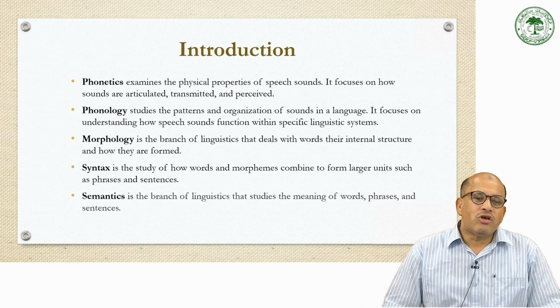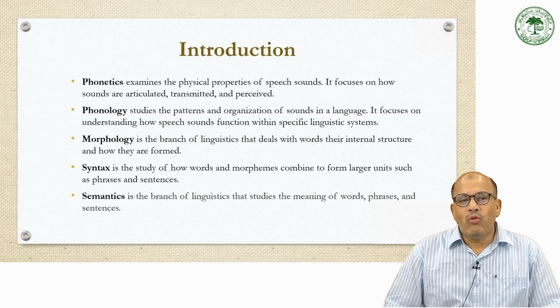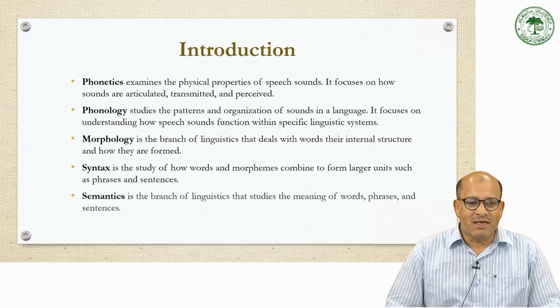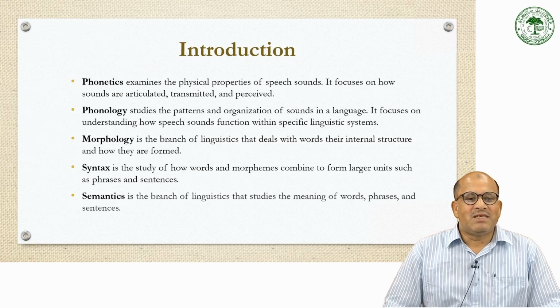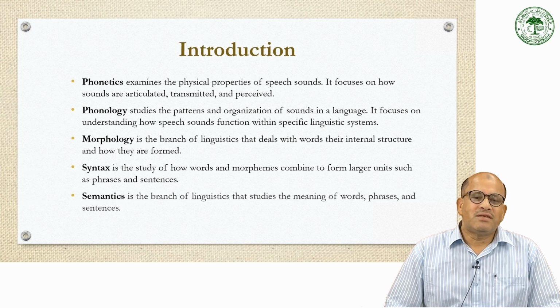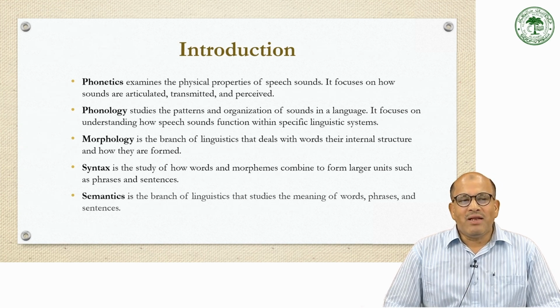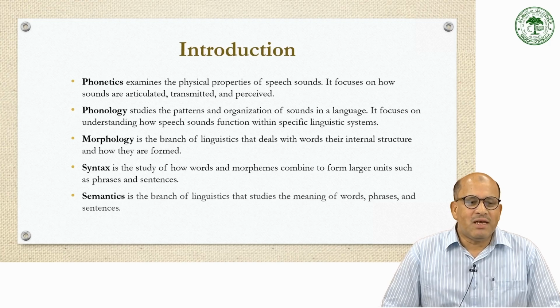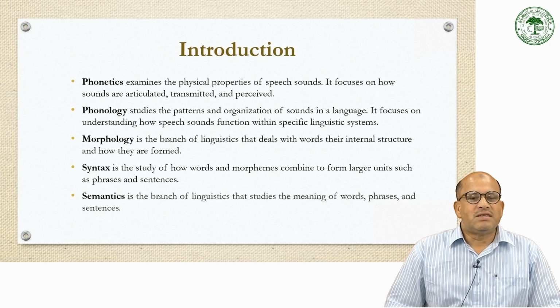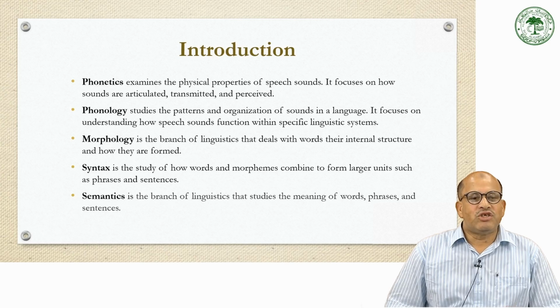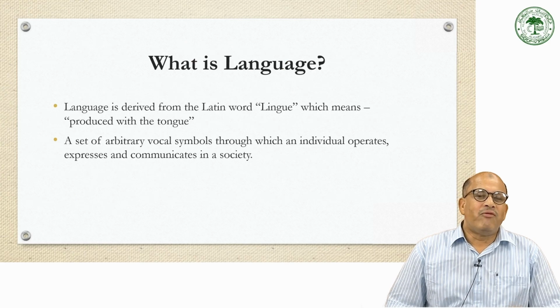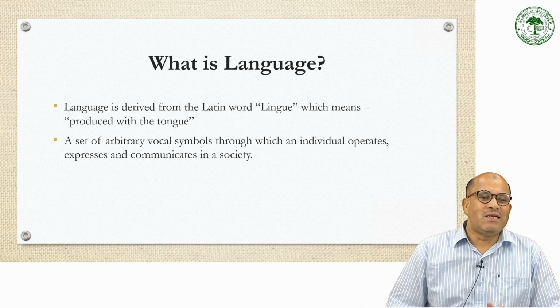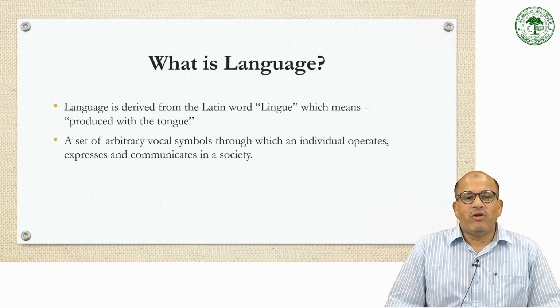Then linguistics also covers syntax, the study of how words and morphemes combine to form larger units such as phrases and sentences. In simple words, the study of sentences is known as syntax. Whereas semantics is the branch of linguistics that studies the meaning of words, phrases, and sentences. In simple words, the study of meaning is known as semantics. These are the core branches of linguistics studied in detail. Today we are going to talk about morphology.